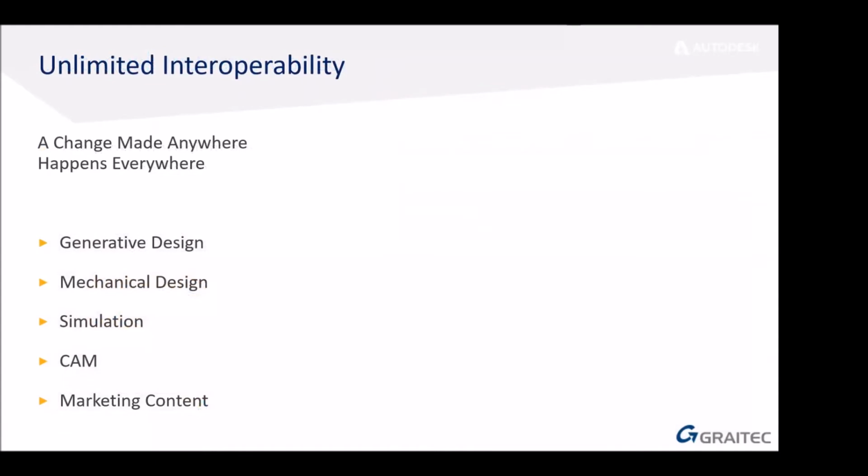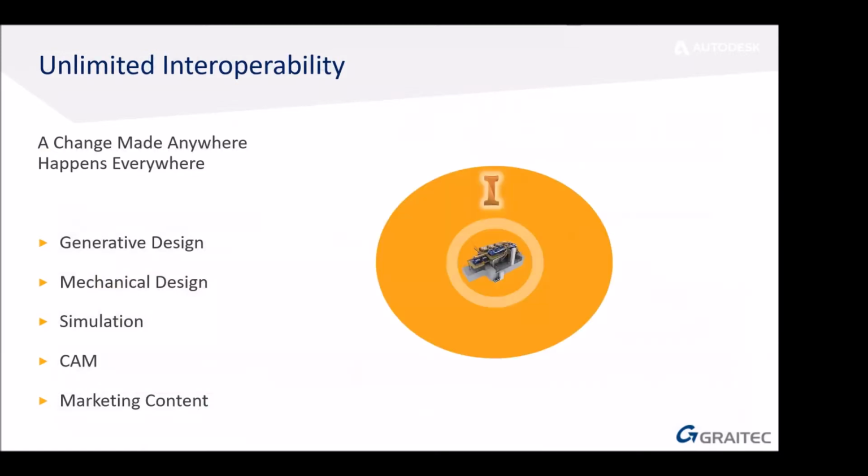So the thing we really want to consider is we want our data to be the key to everything we do. So a change made anywhere should happen everywhere. And there's some really good tools in the Product Design Manufacturing collection to help us achieve that. So we've got generative design tools, mechanical design tools, simulation tools, CAM tools, and really good tools for creating marketing content.